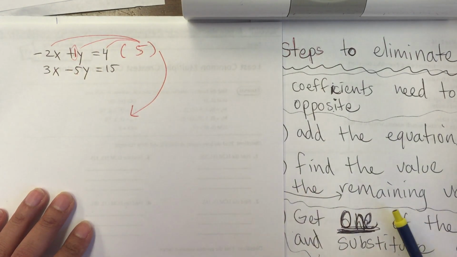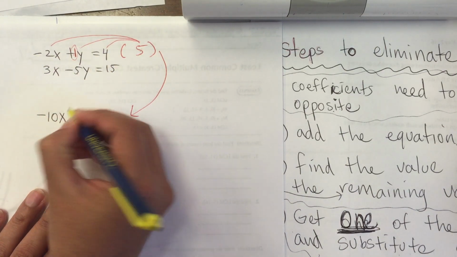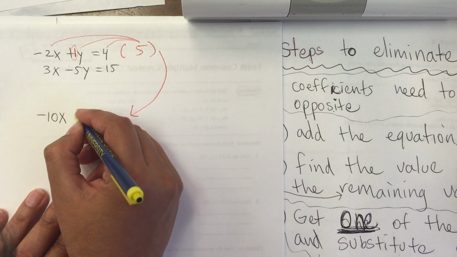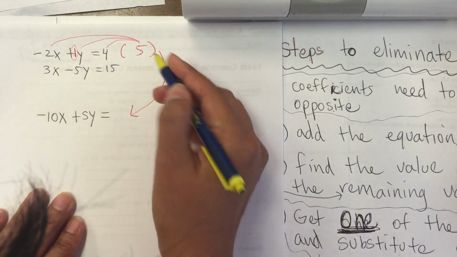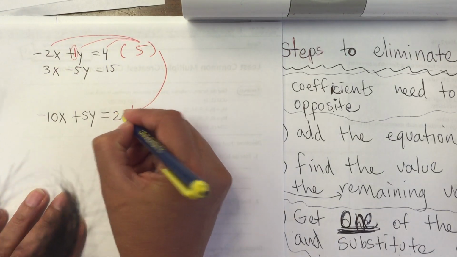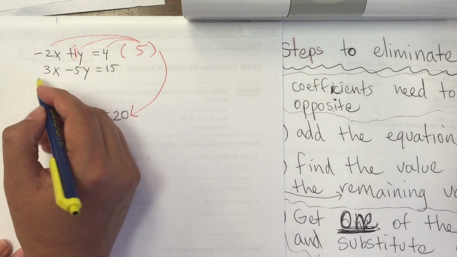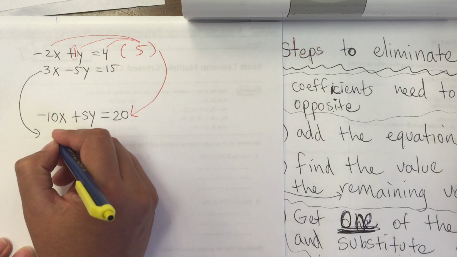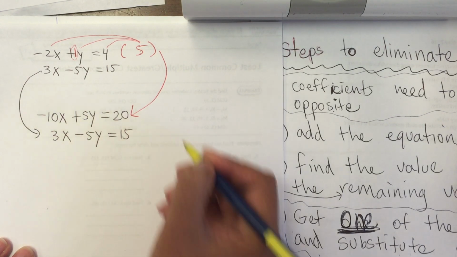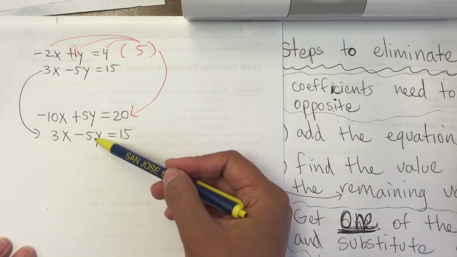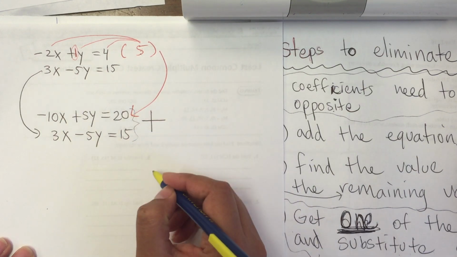So my resulting equation would be 5 times -2x is -10x. 5 times 1y is +5y. Nice, now they can cancel. Equals 5 times 4 is 20. Don't forget to multiply also by the term on the other side of the equal sign. And then we bring the other one down, just as it is right now. And now they have opposite coefficients, so we're ready to add the two equations.